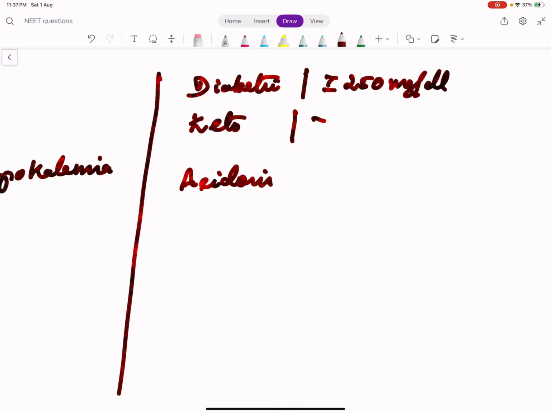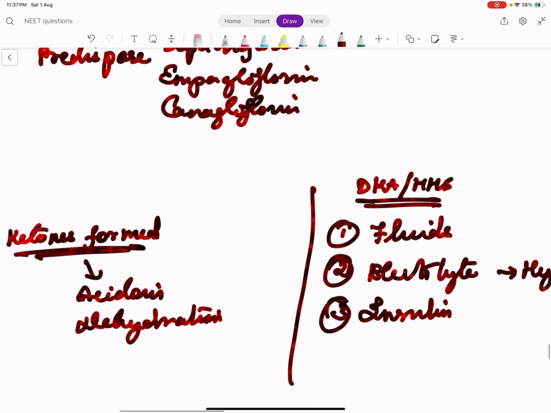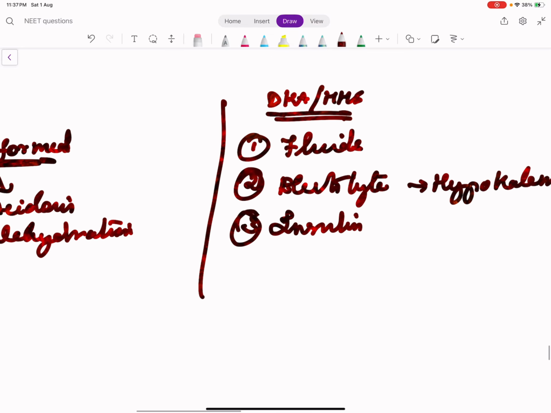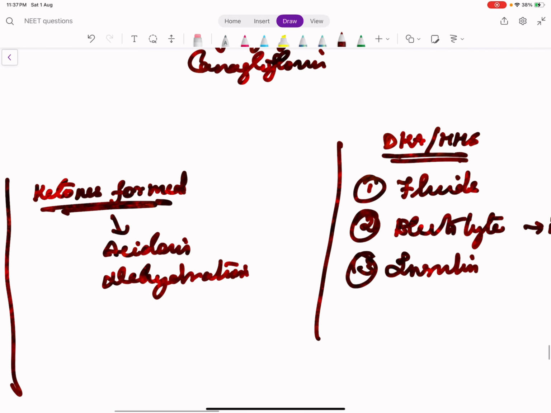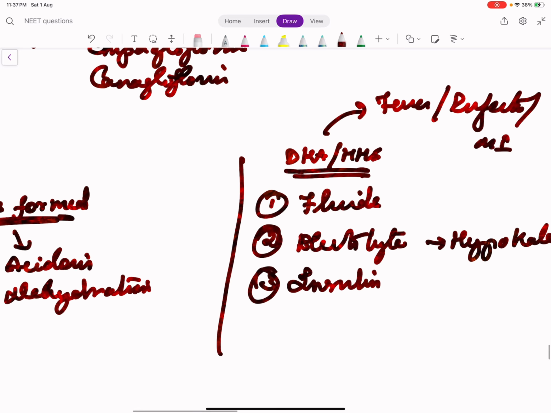When do you say ketosis? When ketone body is more than 3 milligrams per deciliter. When do you say acidosis? When bicarbonate level in the blood is less than 18 milliequivalents per liter. Okay, just a definition. How will you treat? Fluids is the main choice, and usually DKA is triggered by some emergencies like fever, any infection, MI. So in these conditions we should watch for DKA.